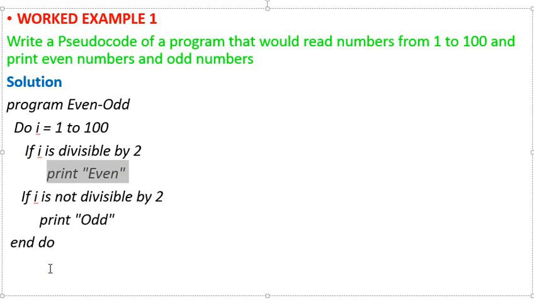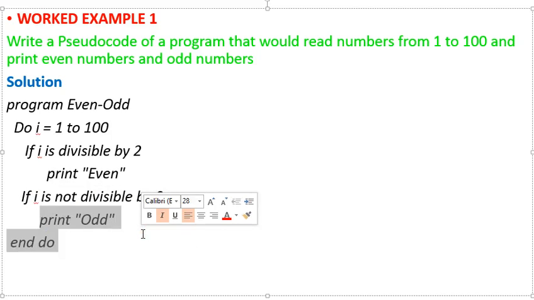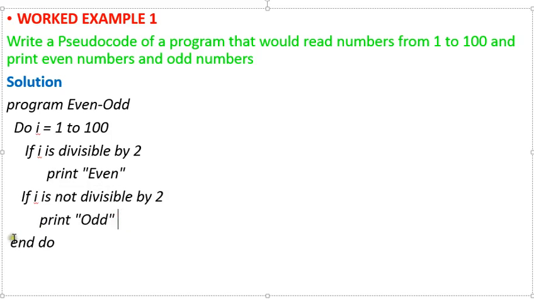But if it is not divisible by 2, it will now come and say, if that number taken is not divisible by 2, it will go and print odd. And after doing that, it will end the do, because for the do, we said it should run how many times? Up to 100 times. That is, it will take 1, check, is it divisible by 2? Print. Is it not divisible by 2? Print odd. It will keep on doing that until it reaches 100, then it will end the do, and that's the ending of the program.